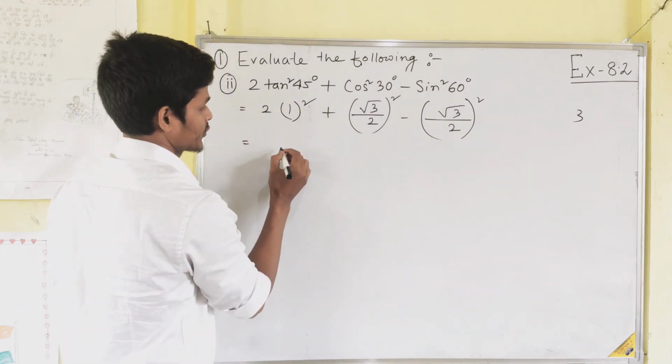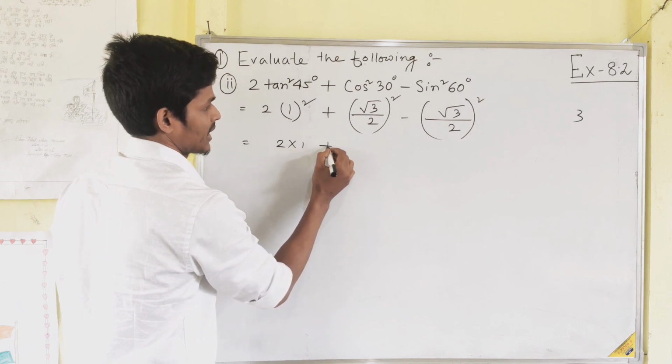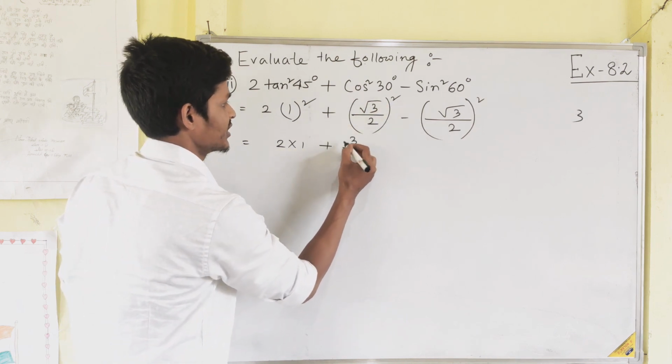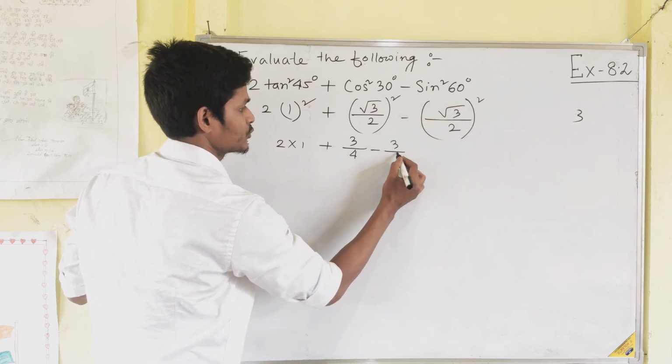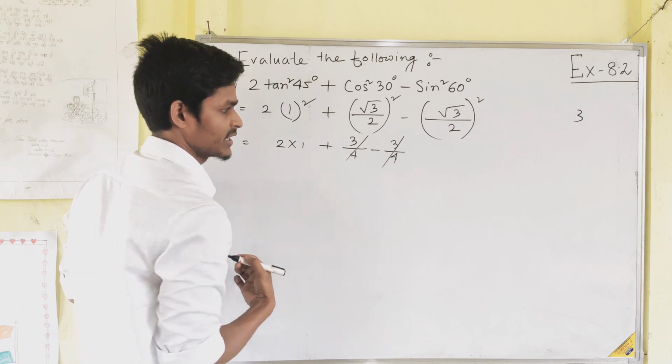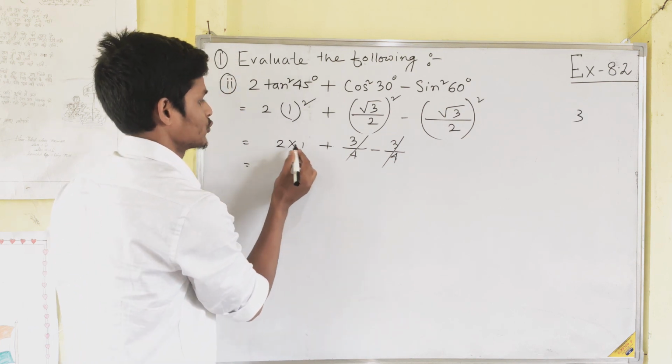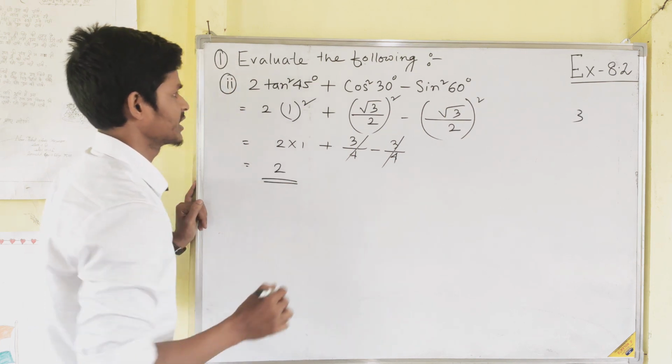So 1 square is 1, so 2 into 1 plus root 3 square is 3 and 2 square is 4, minus root 3 square is 3, 2 square is 4. So plus 3 by 4 minus 3 by 4 will be cancelled, and 2 ones are 2. So this is your number 2.